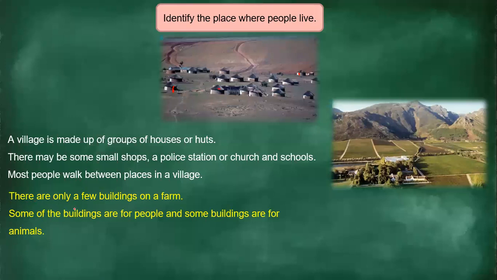Here we go. On a farm, there are only a few buildings. There are not many buildings like in a village. As you can see here, there are only a few buildings. Here are the buildings, they are only here, and the rest of it is just farm. Some of the buildings are for people and some buildings are for animals. And this land here that I'm pointing around is used for farming. So this is a farm. Some buildings are for people who are staying there and working there, taking care of the animals and the plants. And then some of the buildings are for the animals.